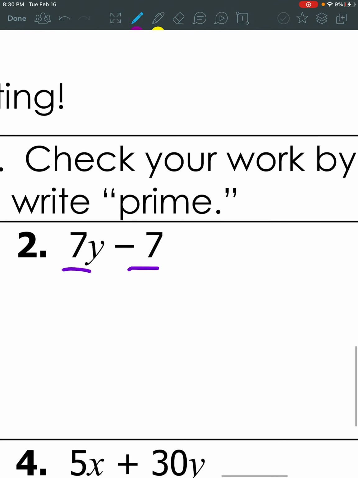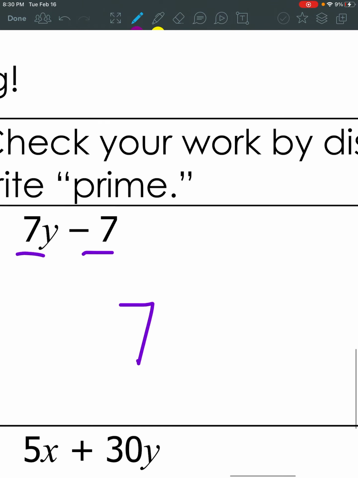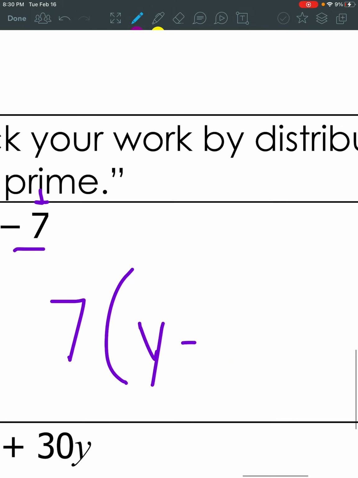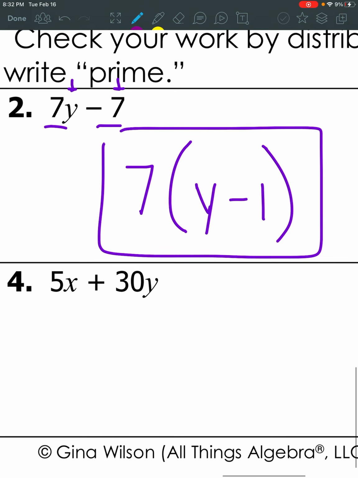Again, 7y minus 7. So the greatest common factor between those is 7. They do not both have the variable, so there's only a number we can pull out as a GCF. 7y divided by 7 is y. 7 divided by 7 is 1, and there's a negative in front of it, so negative 1. And we could distribute it back. We'd get 7y minus 7.